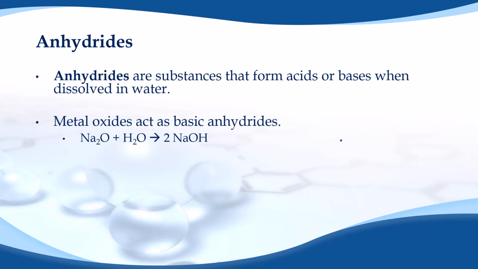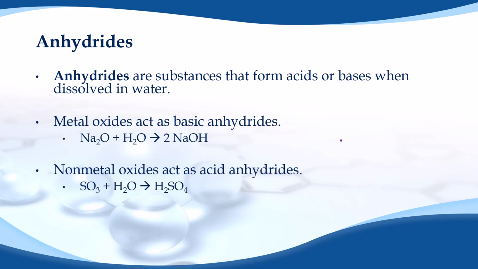Non-metal oxides form acidic anhydrides. So sulfur trioxide, when dissolved in water, will form sulfuric acid. Anhydrides are oxides, whether metal or non-metal, that when you put them in water, will form either a base or an acid, depending on what type of oxide it is.